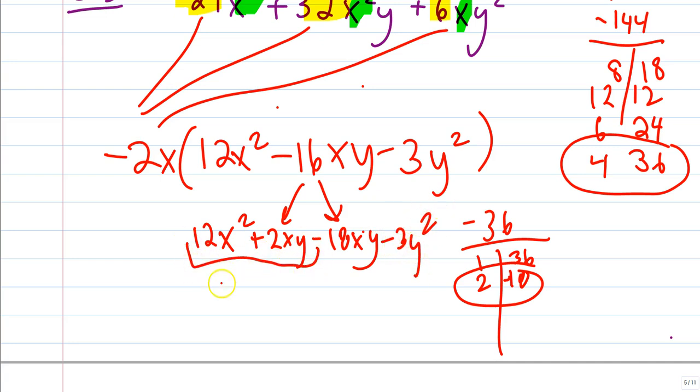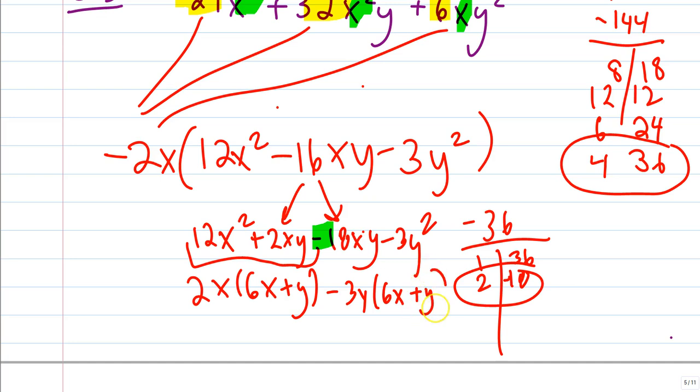First two have what in common? Leaves us with 6x plus y. Second two have what in common? Leading coefficient again. So pull out that negative with the 3. Oh, and the letter y. Leaving us with 6x plus y. These two have what in common? 6x plus y times 2x minus 3y.